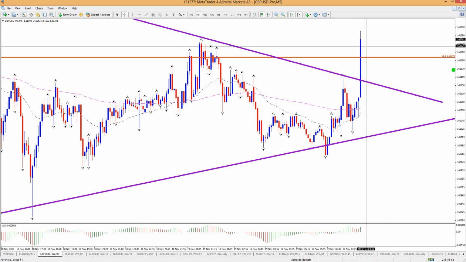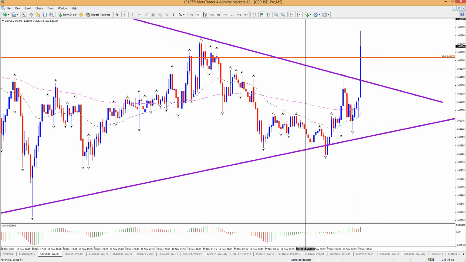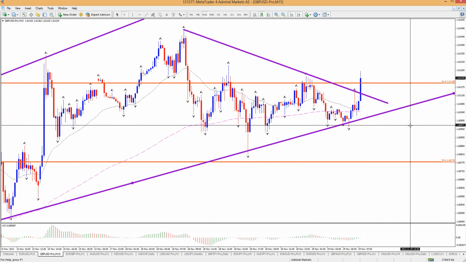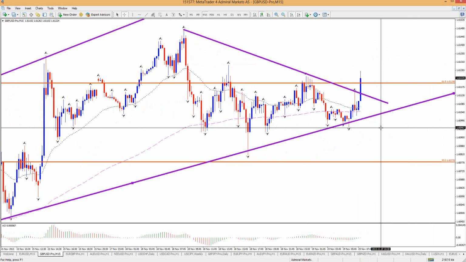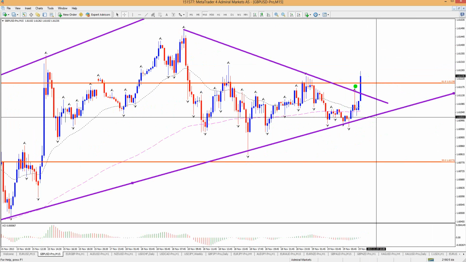Alrighty. So back to the 15. We can take a look at how this breaks. If it hooks back to the broken trend line, for example, down in here with the stop loss here, I think that would be a good long.